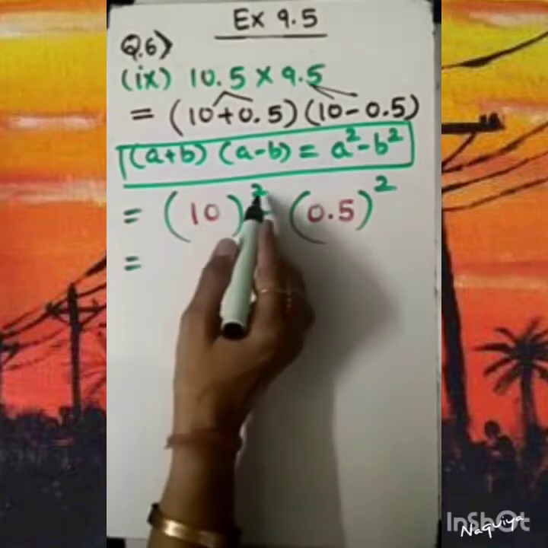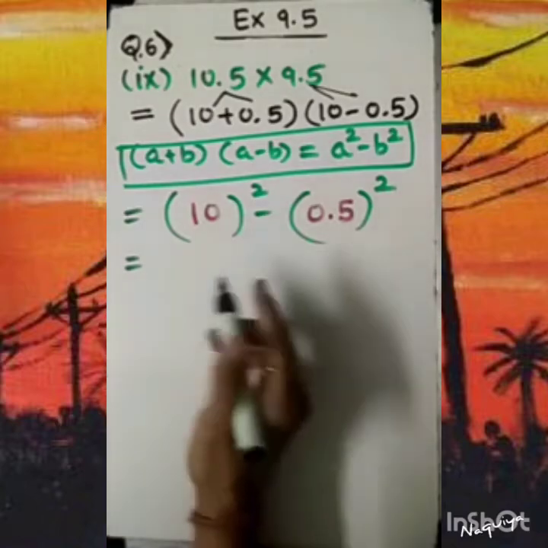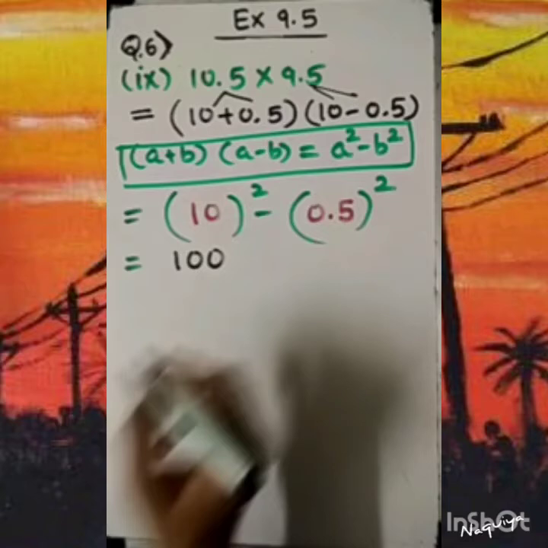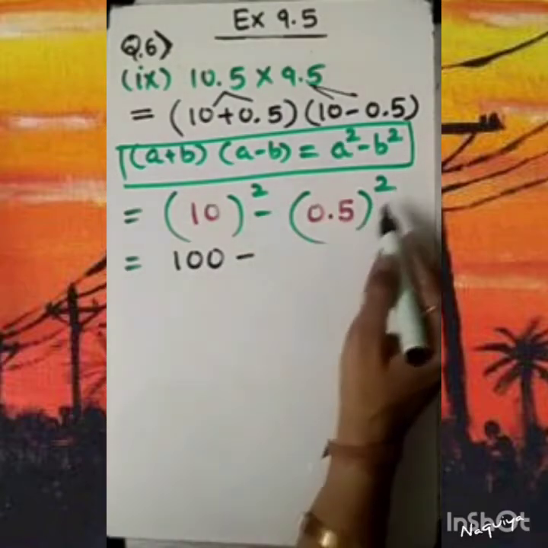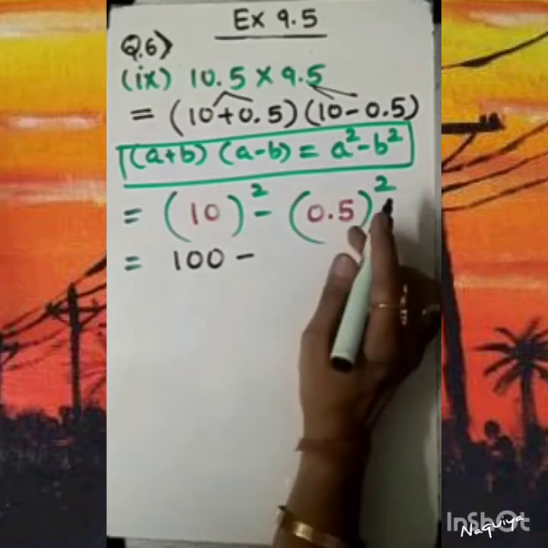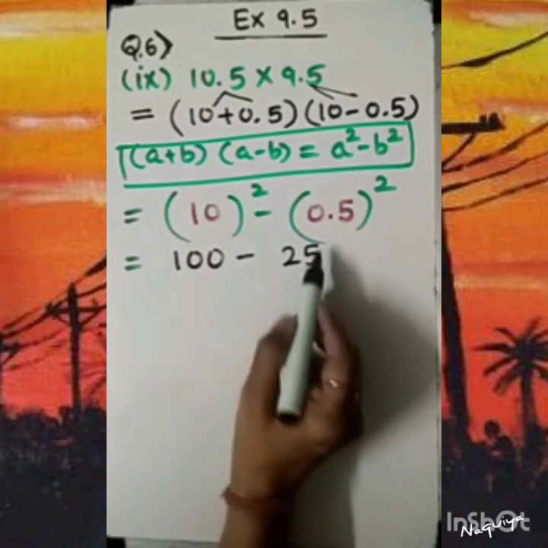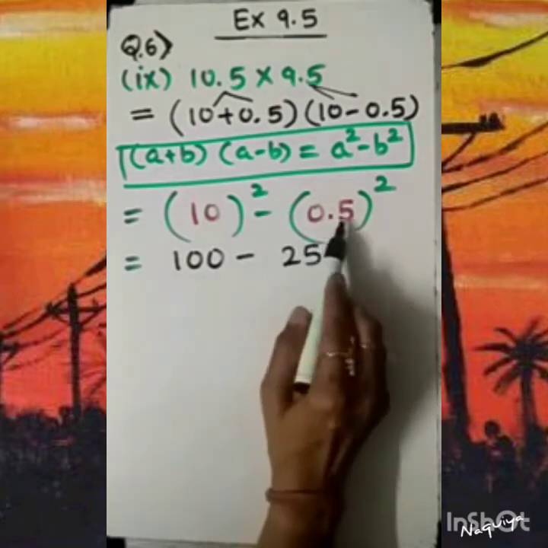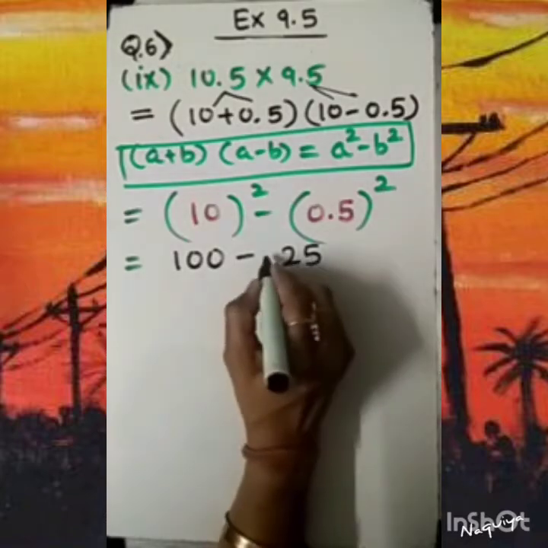We know that 10 square will be 10 into 10. 10 into 10 gives the result 100. Fine. Minus 0.5 square. It means that 5 square is 25, we know. Correct? But after decimal 1 digit here, so here after decimal 2 digits we need to shift, so it will become like that.